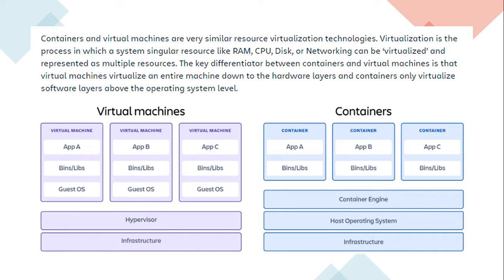So you can see in the diagram on the screen what is the difference between virtual machines and containers, where virtual machines have infrastructure and then we have the hypervisor. On top of our hardware infrastructure we have the hypervisor, and then virtual machines each have their own operating systems. But in case of containers we have the infrastructure, which is the hardware, and then we have the host operating system, and then we have the container engine, and on top of that we have the different containers. So this is the key difference.